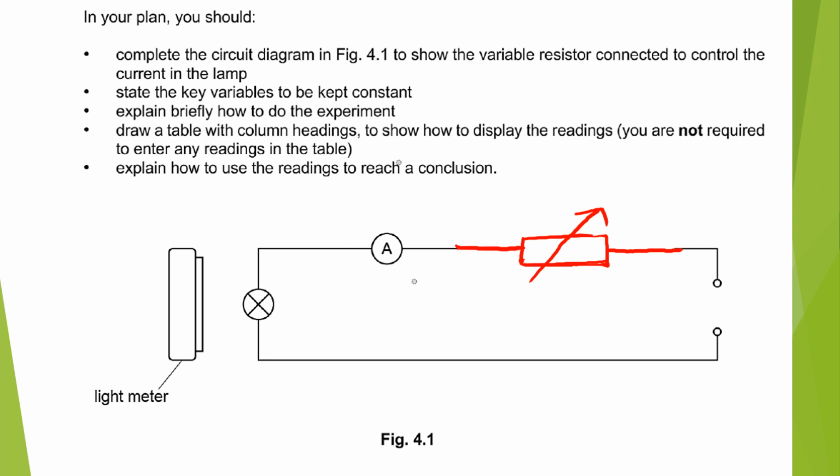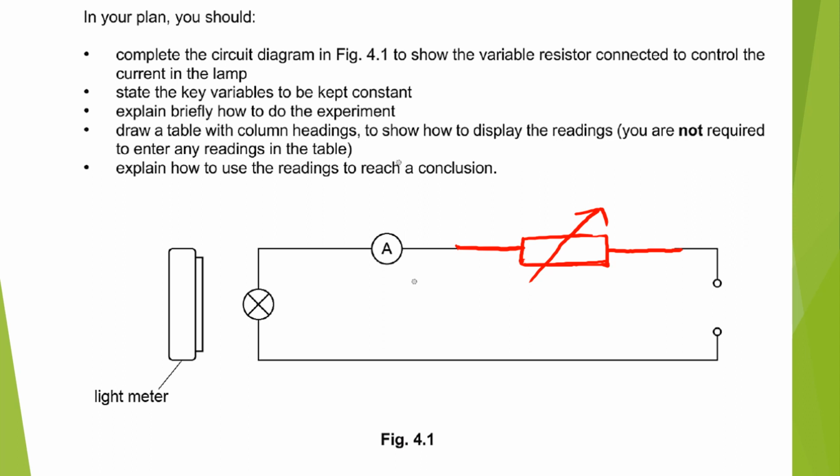Explain how to use the readings to reach a conclusion. This conclusion part is very crucial. We need to write clearly. It is for 2 marks. First, we need to observe and compare the readings of the light meter for the different values of current. And second, we need to plot a graph of the value of the light meter for the corresponding currents. When we plot, it is a straight line. This also should be mentioned, because when the current is increasing, brightness also increases and the value in the light meter increases. So it is directly proportional.